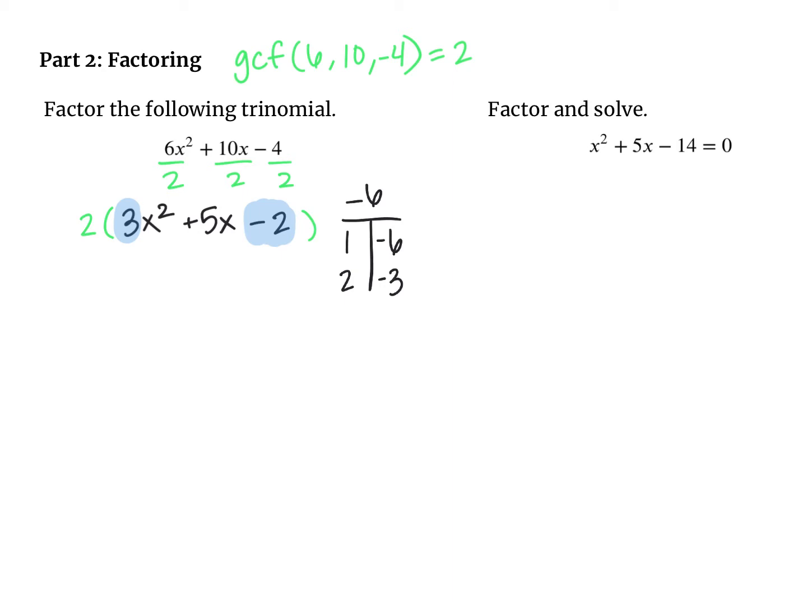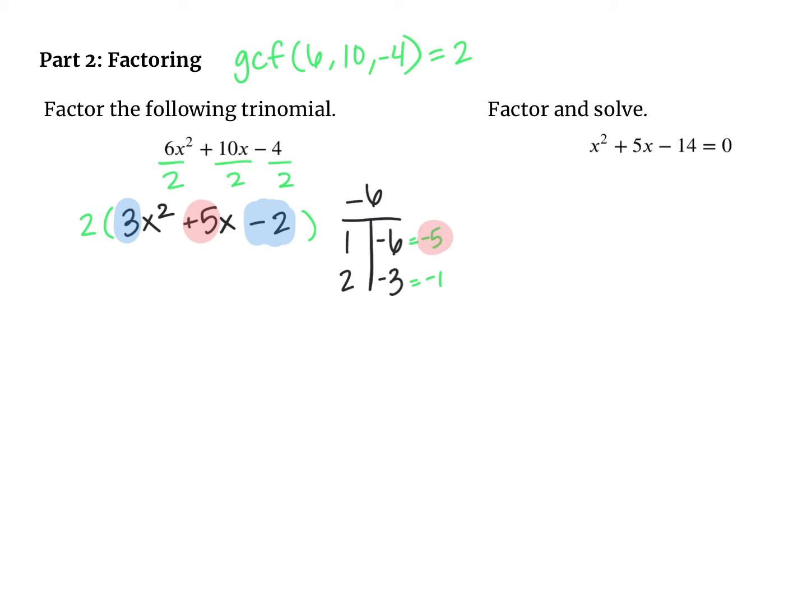When we add these together, 1 plus negative 6 is a negative 5. 2 plus negative 3 is negative 1. Since we're looking for this positive 5, that's our B value, we're looking at factors that will add to the B value. 1 and negative 6 give us that negative 5, but we want a positive 5.